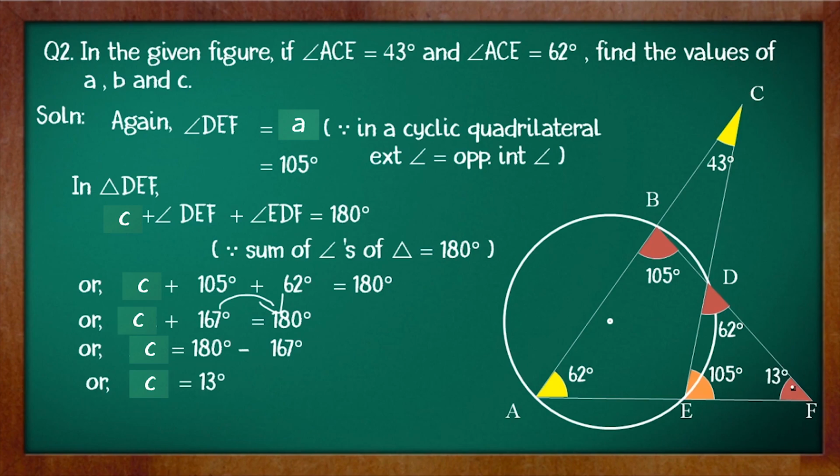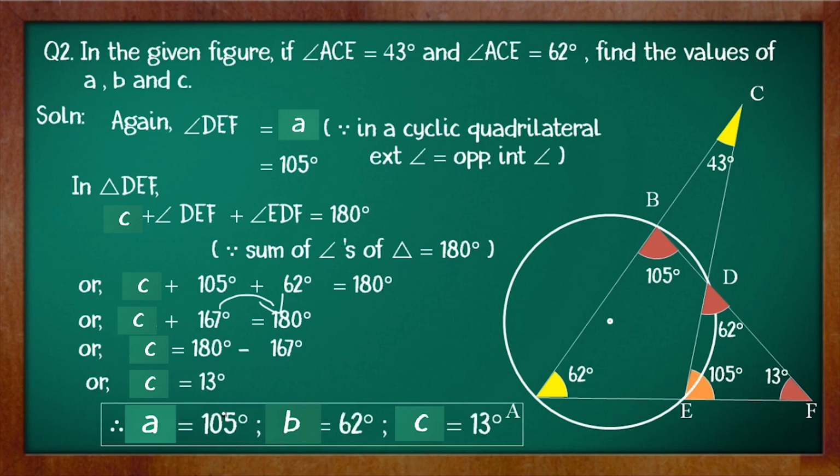So what are the values of A, B and C? The values of A, B and C are: A is 105, B is 62 and C is 13 degrees. So this is how we solve this kind of problem.